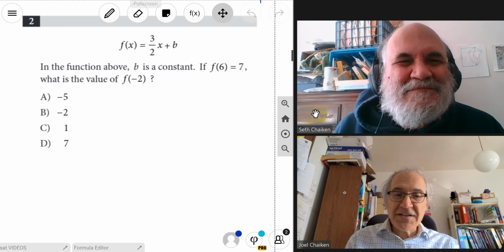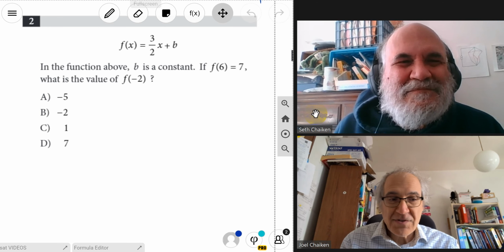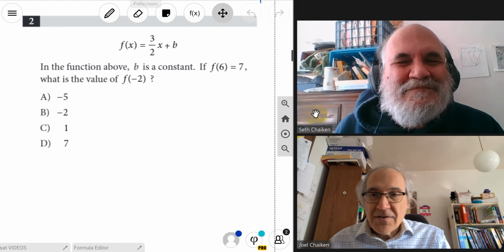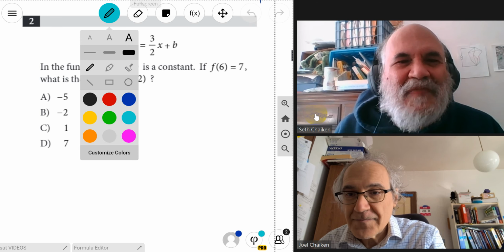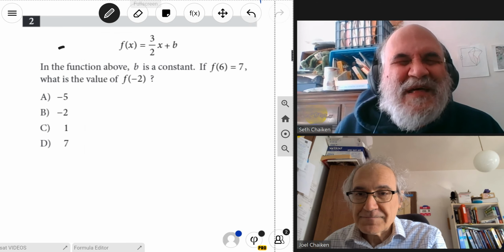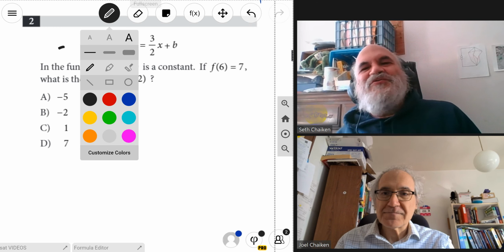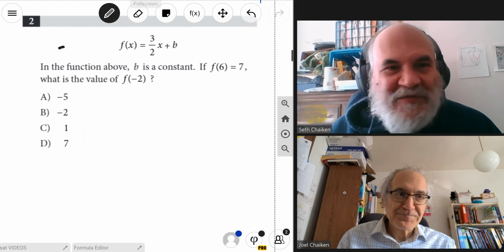This is from a non-calculator section, question 2, so your brain is sort of fresh here. Just the second question. Okay, here we go. This looks like a follow-your-nose question.